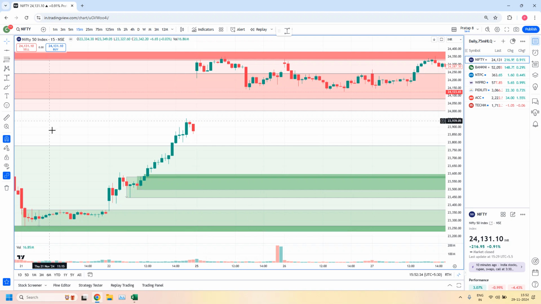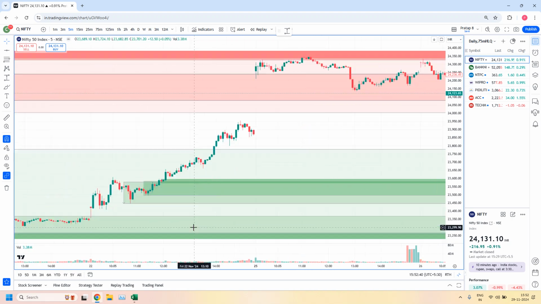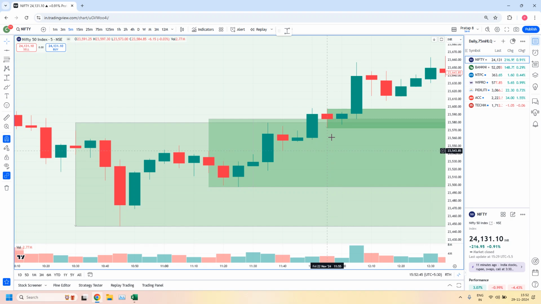But this is a 15-minute zone. We should have again a fine-tuned 5-minute zone. That is the real order flow. Look into this. Here you have a fine-tuned 5-minute zone.